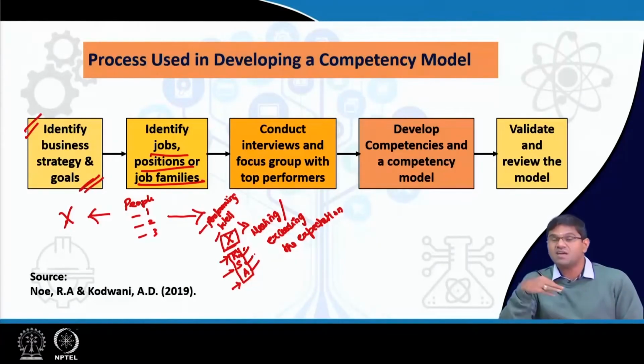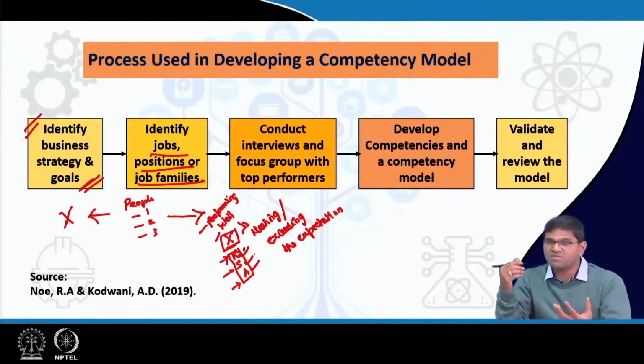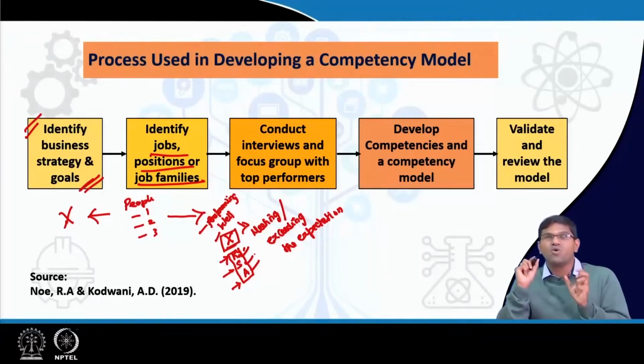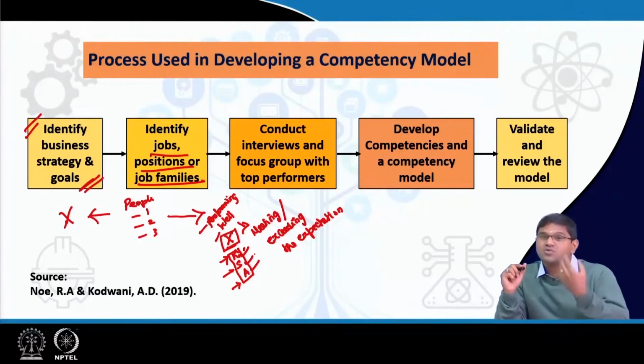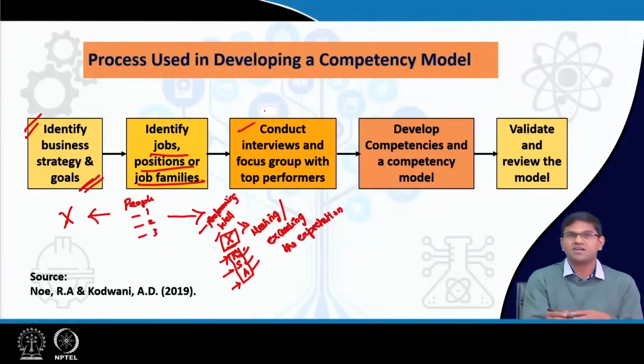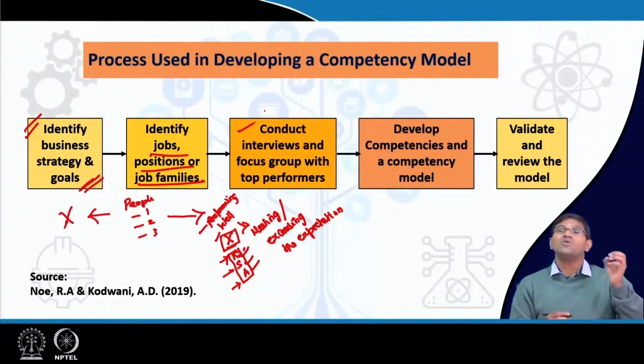Because they exhibited them, they became top performers, right? They would have shown some behavior, they would have performed in some way, which is why they continued to be top performers. So I'm trying to decode what that behavior is, what skill they exhibit, so that somebody working in the particular job role will become a top performer. That's why I need to conduct an interview or a focus group with the top performers, so that I will be able to decode the competency which will make somebody perform really well.